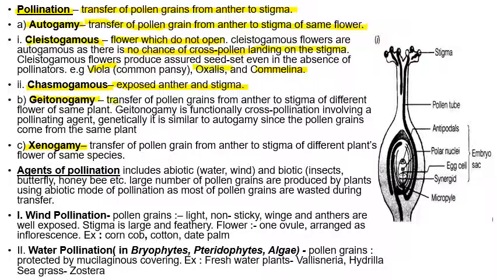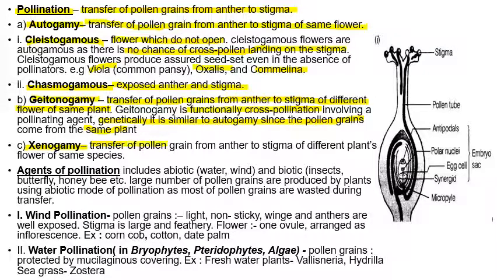The second type is geitonogamy, where the transfer of pollen grains occurs from the anther to the stigma of a different flower but from the same plant. So technically we can say that geitonogamy is functionally cross pollination but genetically self pollination. Why? Because genetically it is similar: anther and stigma are from the same plant.